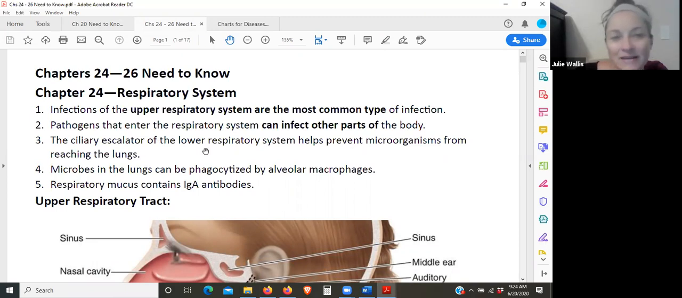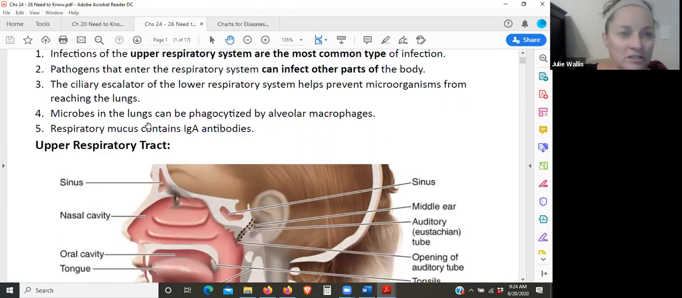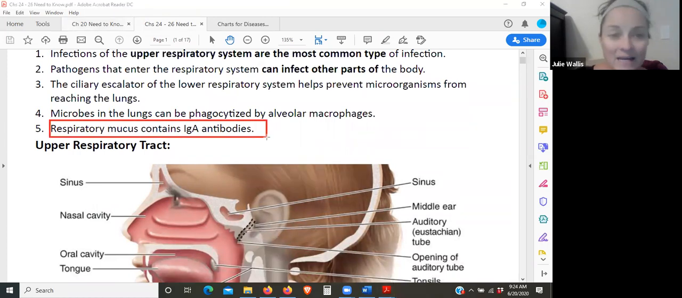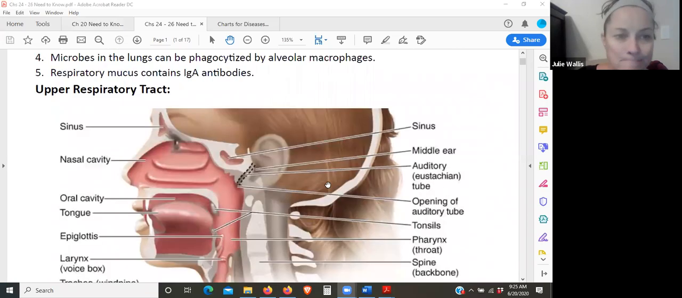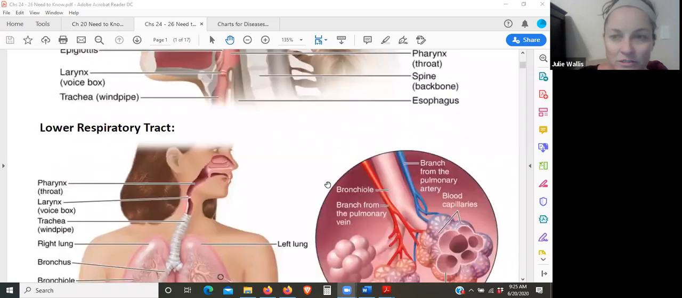Know that the ciliary escalator is that mucus that is moved by the cilia in order to prevent microbes from reaching the lungs. This was one of our Kahoot questions too. The respiratory mucus contains IgA antibodies. So again, review back to 17 if you don't remember the classes of antibodies. This has the structures.